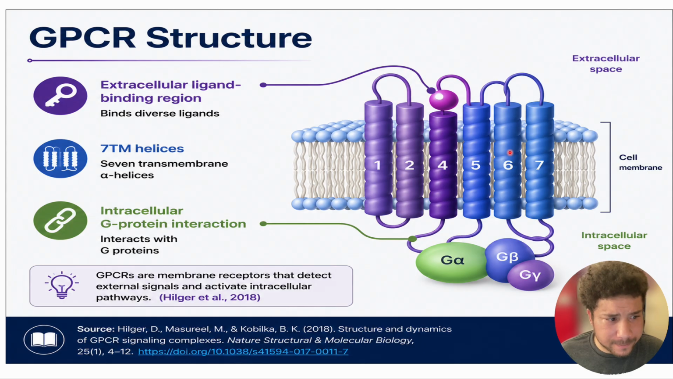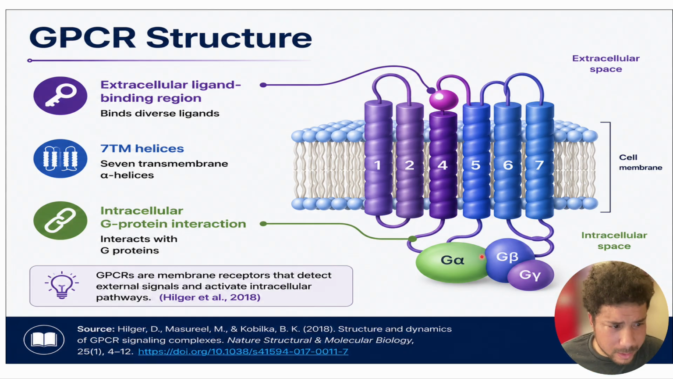When a ligand stabilizes the active receptor conformation, the cytoplasmic end of the helices will then shift. This exposes or reshapes the G protein binding surface. In simpler terms, ligand binding on one side of the membrane changes the protein shape on the other side. So ligand binding here will change the shape in here.